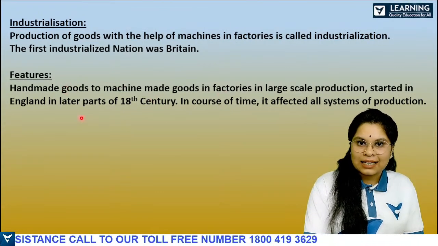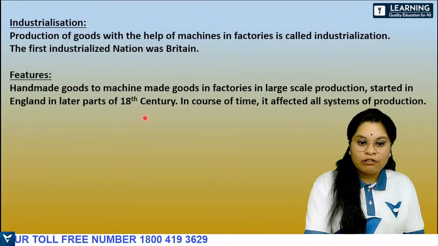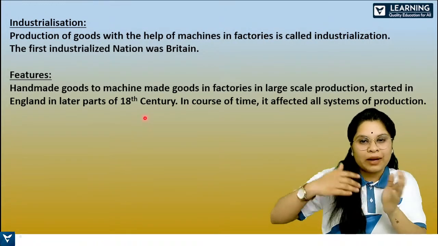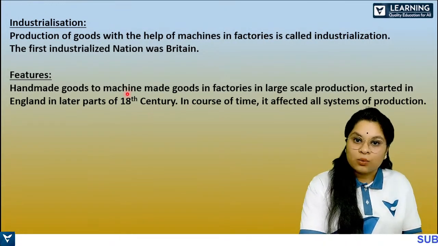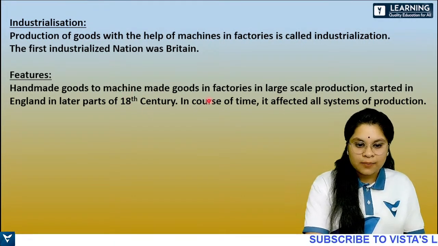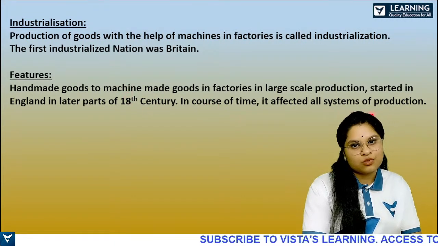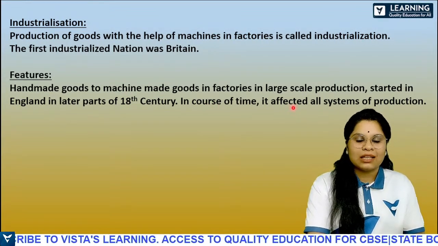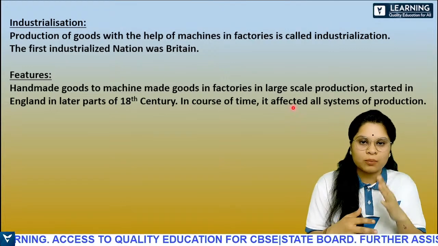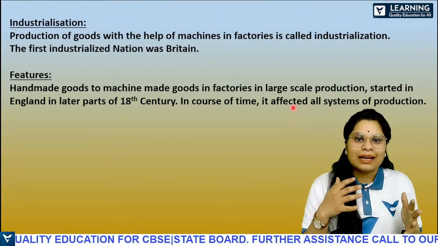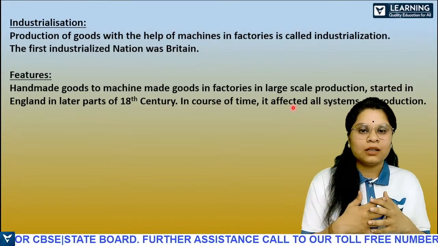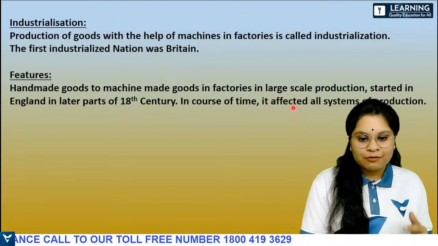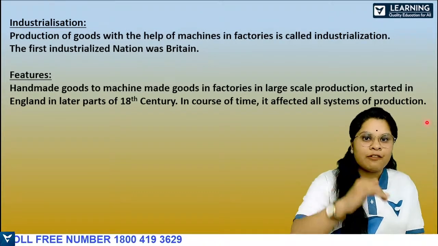It started in England in the later part of the 18th century. So it basically started in England and spread to other parts in the 18th century. In course of time, it affected all systems of production. Over a period of time, there used to be just one or two things which people manufactured a lot, which were sold a lot, and sometimes the other factories or other systems of production fell down.